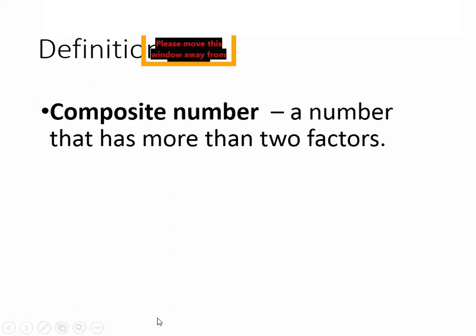The next definition we have is the composite number. A number that has more than two factors, meaning it can be divided by 2, 3, 4, 6, 8, and any other numbers. So they have more than two factors, and they are called composite numbers.